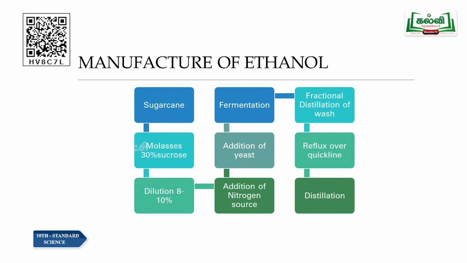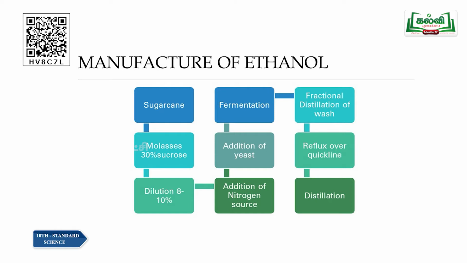To this diluted liquid, we add a nitrogen source like ammonium sulfate or ammonium phosphate, which acts as food for yeast. The entire content is transferred into a large tank which is called the fermentation tank. The temperature is kept at around 303 Kelvin. Yeast is added and it is allowed to stand like this for a few days. During this time, fermentation takes place and the ethyl alcohol is produced.